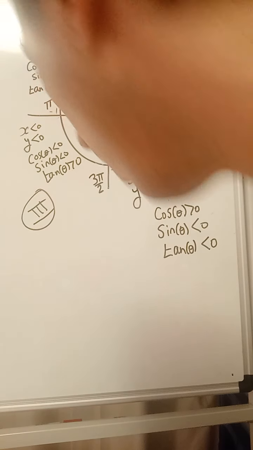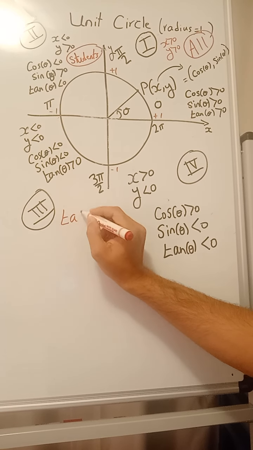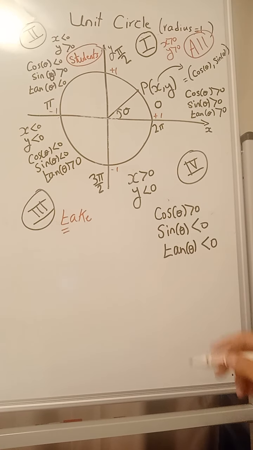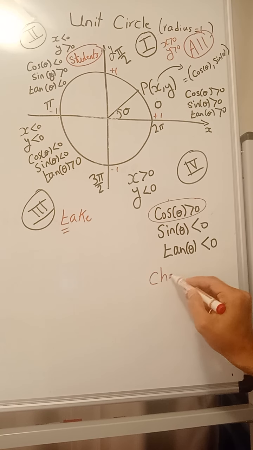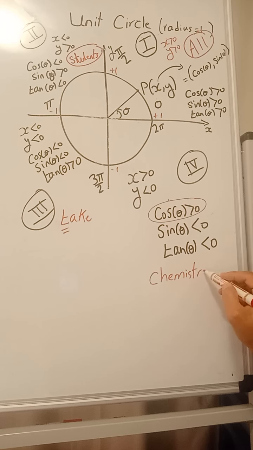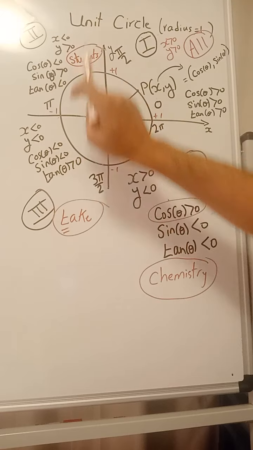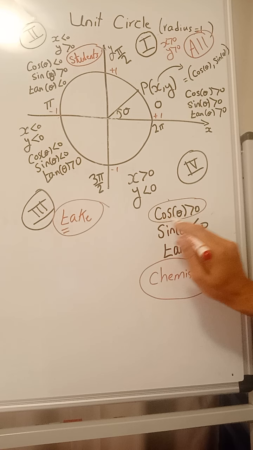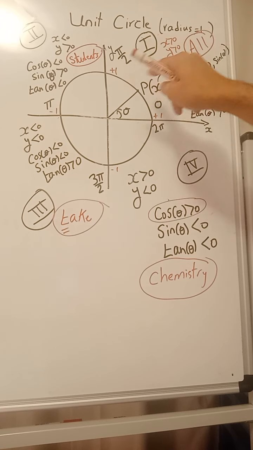Now we come to the third quadrant. We have only tan is positive, so I'm gonna write the word take. So it's T. Only tan is positive, the others will be negative. In this case, only cosine is positive, so you can say chemistry. So I refer to this sentence, all students take chemistry. Here I used chemistry because it's C, only cosine is positive. So that's how I can determine which is positive and which is negative in each quadrant.